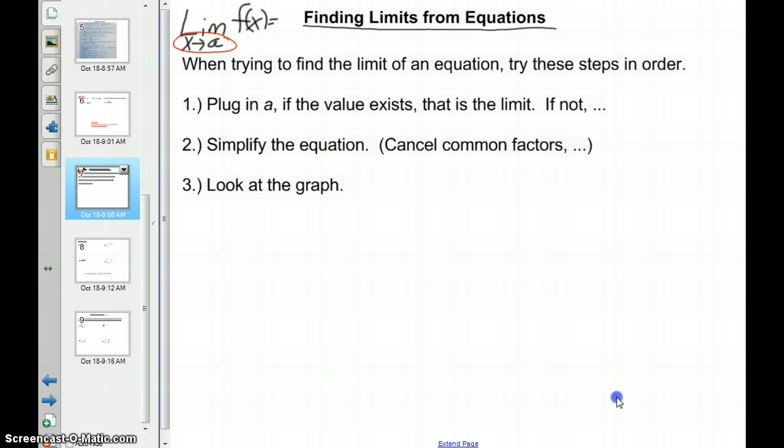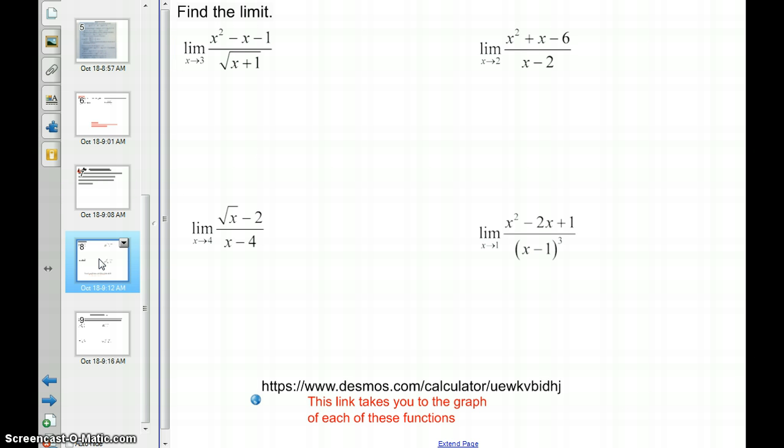And if that works, fantastic. Once you simplify it, you go back to part one and plug in that value into the simplified equation. If that doesn't work, simplifying the equation, there are no factors, there's nothing you can do with it. Part three is looking at the graph. So you just graph your function, look at what those y values are getting closer to as x gets closer to a. So let's look at a couple of examples.